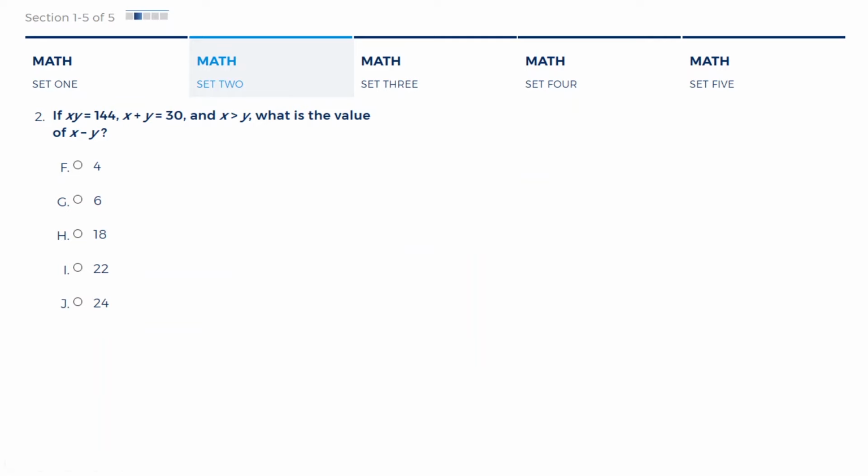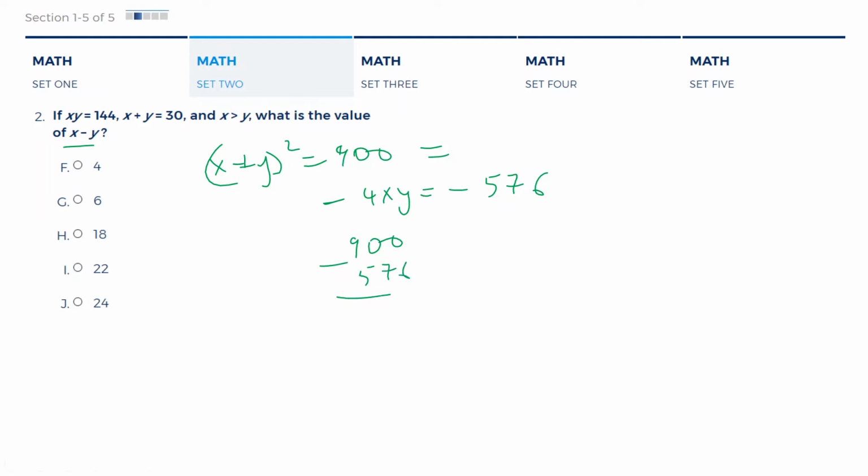If xy is equal to 144 and x plus y is equal to 9, what is the value of x minus y? This is a trick. (x plus y) squared is equal to 900. Now I'm subtracting 4xy, which is equal to negative 576, if I'm not mistaken. So 900 minus 576 is equal to 324. The square root of that is 18.